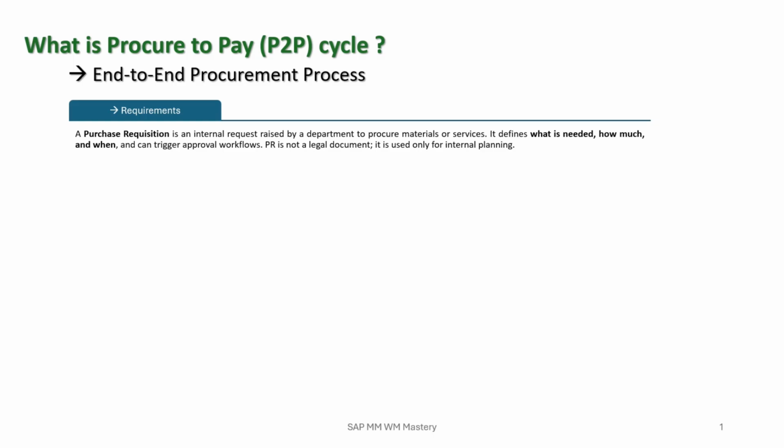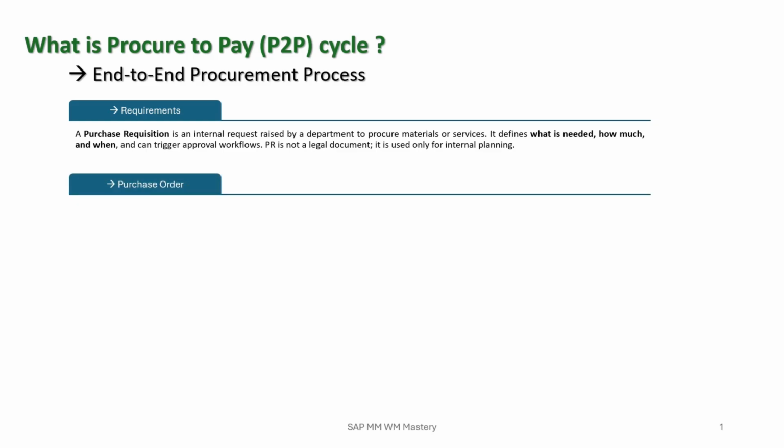It defines what is needed, how much and when, and can trigger approval workflows as per the delegation of authority or as per the business process. So a purchase requisition can have approval workflows. A PR is not a legal document, so this PR document will not be sent to any of the suppliers. It is just an internal document for reference, and it is only used for internal planning. Okay, so let's go for the next thing.